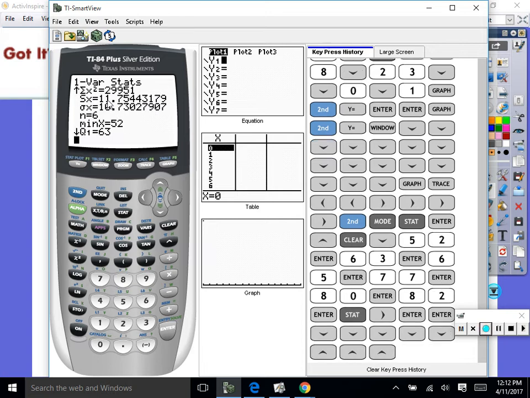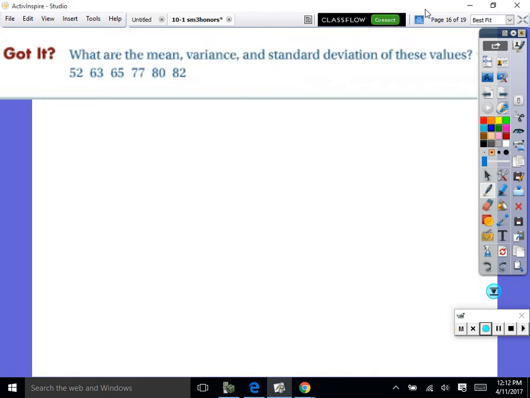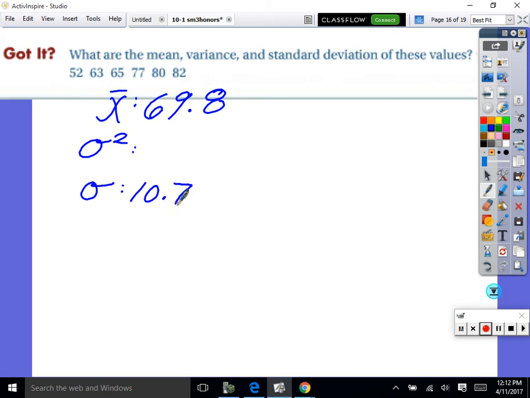Okay, so what is our mean? I'm going to write it with notation. What's my mean? 69.8, okay? What was our variance? Sigma squared. We don't know that. We do know our standard deviation. What was our sigma? 10.7. Okay, let's do 10.7.